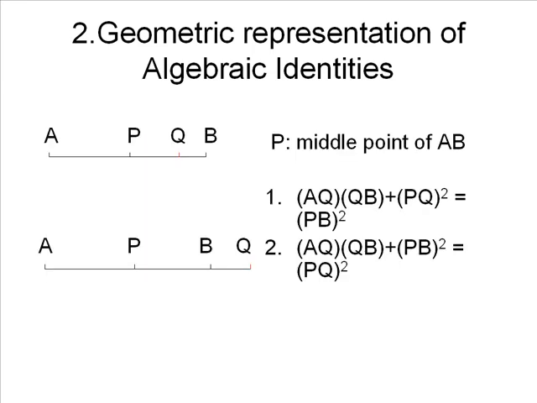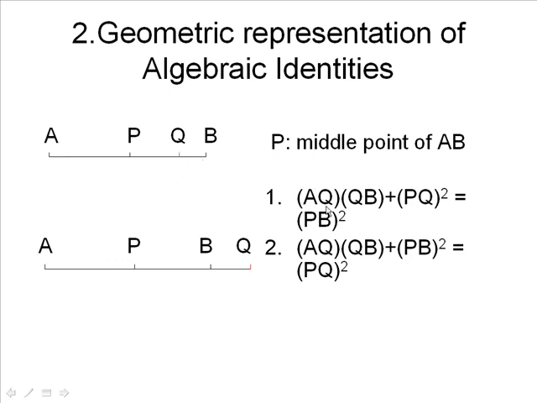Here is another example. We want to prove these two identities. In both graphs, AB is a line segment, P is the midpoint of AB, and Q is a point on PB, and here Q is an extension of PB. So we can think of P as a point that divides AB into two equal parts, AP and PB. And Q is a dividing point that divides AB into two unequal parts, AQ and QB.